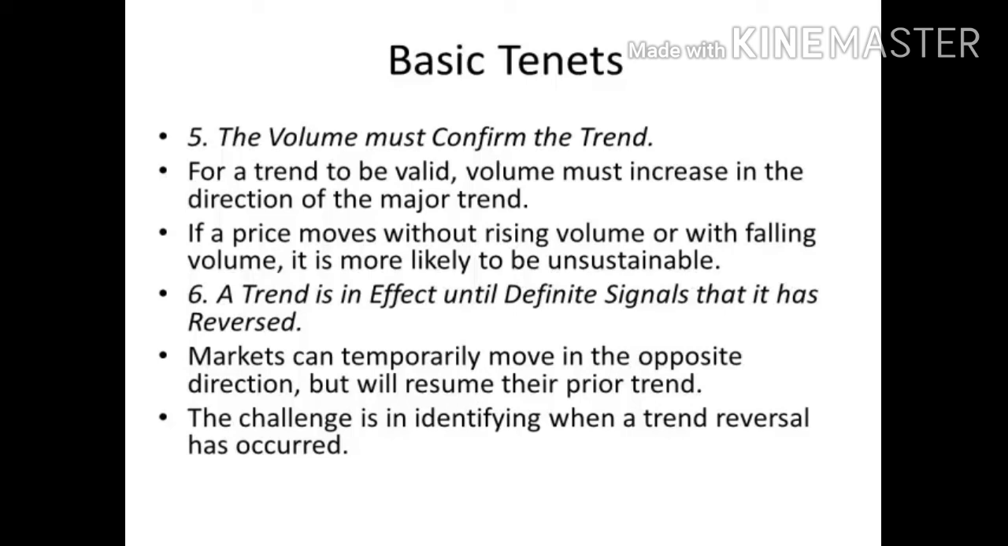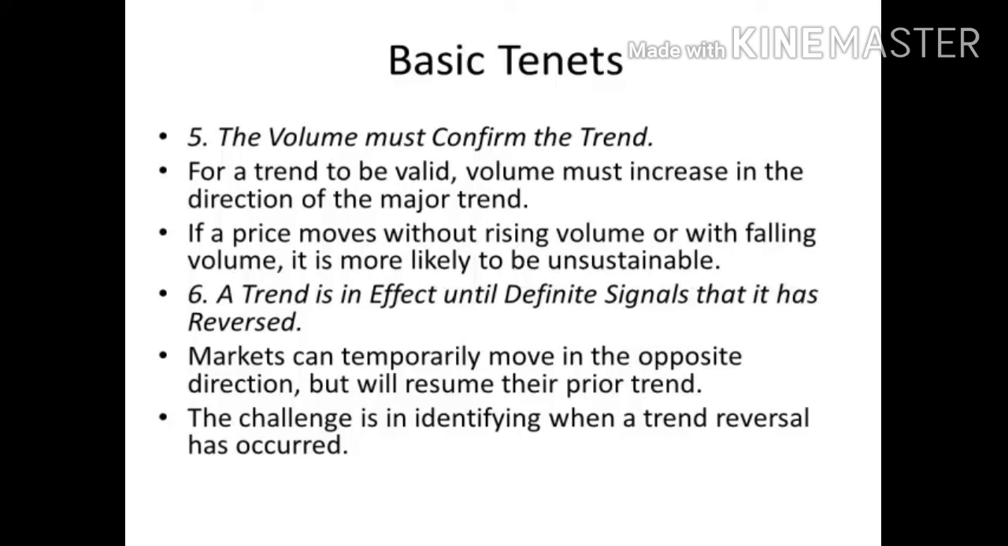Basic tenet number 5. The volume must confirm the trend. Now in addition to using the price, we can also use volume as an indicator to tell us about what's going on in the market. And Dow considered volume to be a secondary indicator to price, that is not as important as price, but still important. And what he said was that for a trend to be valid, the volume must increase in the direction of the trend, specifically the major trend.